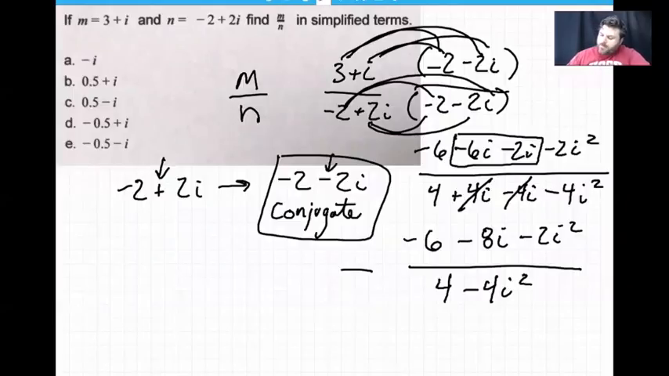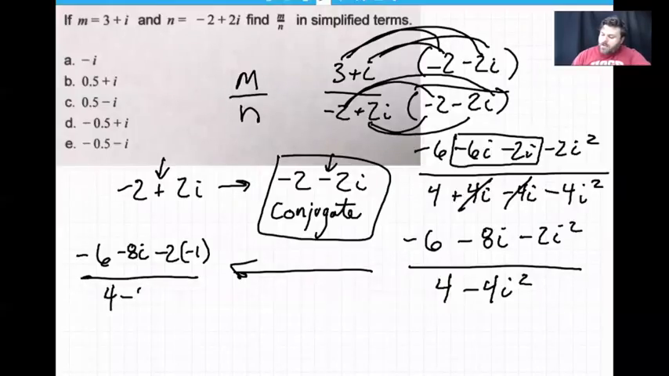Okay, so I'm going to work over here now. I get negative 6 minus 8i minus 2 times negative 1. That's my i squared. Divided by 4 minus 4 times i squared. And again, I put negative 1 for i squared. Okay, I can combine these two as multiplication.